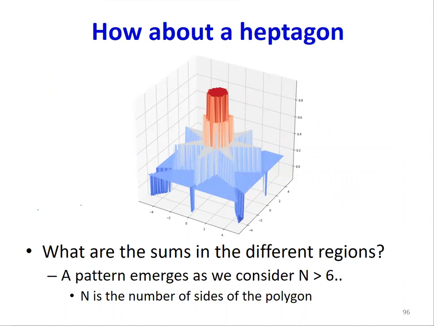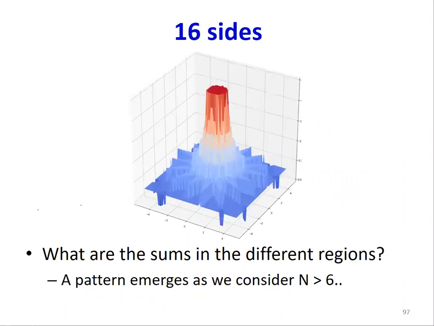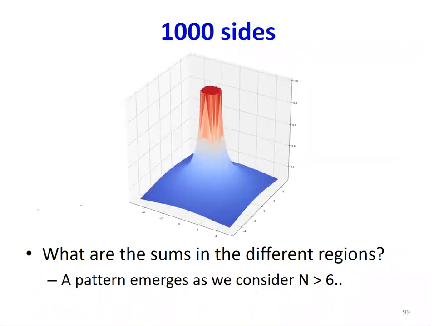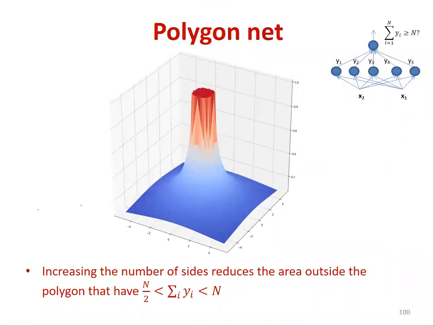Yeah, exactly. Here's what the sum would look like if I had 16 sides. Here's what the sum would look like if I had 64 sides. Here's what the sum would look like if I had 1000 sides. As you keep increasing the number of sides, you observe a region inside the polygon itself where the sum is n, where n is the number of sides in the polygon.